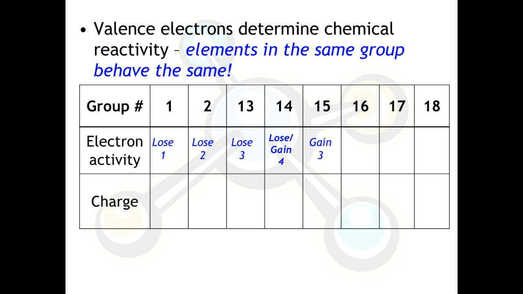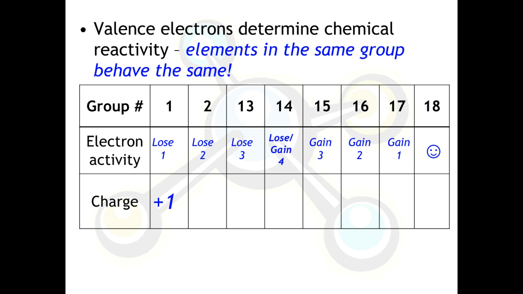Now, we're in the gain section. Group 15 will gain 3 electrons. 16 gains 2, 17 gains 1. And smiley face. Noble gases in group 18 don't want to lose or gain anything, so they get a smiley face.